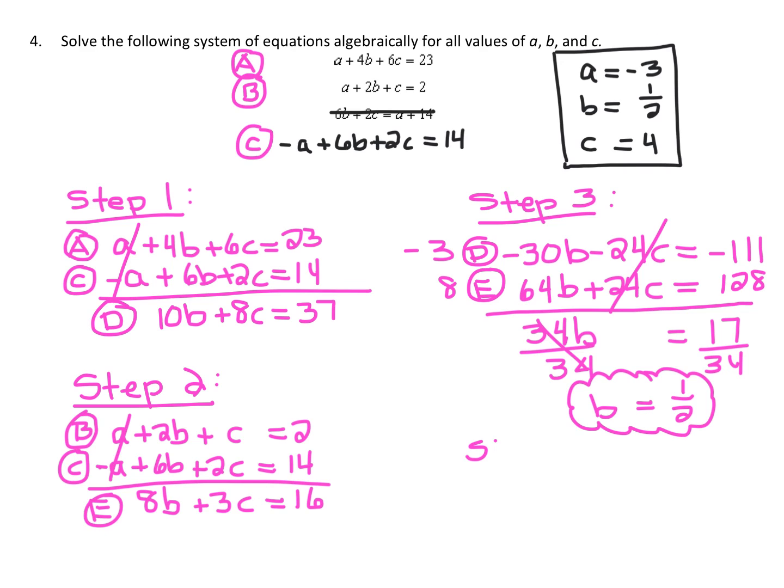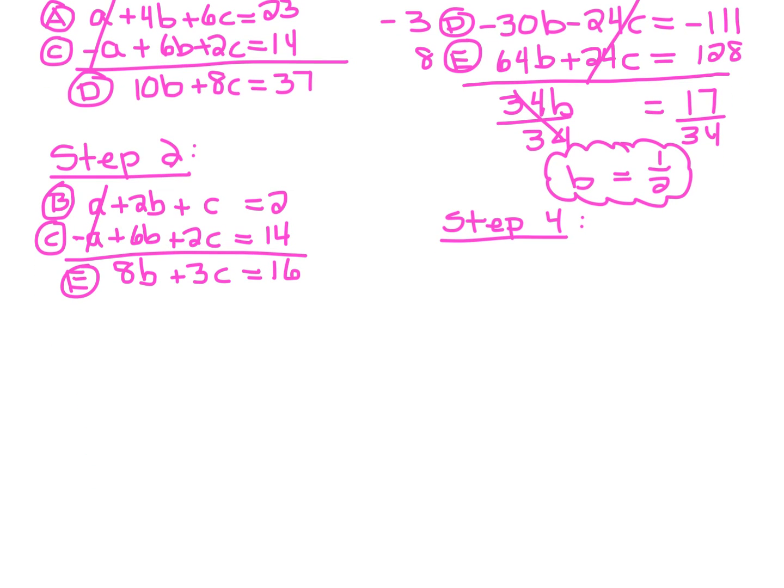Now in step 4, we are also going to use either equation D or E. It's totally up to you. I'm going to use equation E, just, it's smaller numbers. So let me move this up a little. Okay, so using equation E. Now that we know what B is equal to, let's replace that 1/2 into equation E for the B, and then we'll be able to solve for C. All right, so instead of 8b, we're going to have 8 times 1/2. And then let's just bring down the rest of this equation. So plus 3c equals 16.